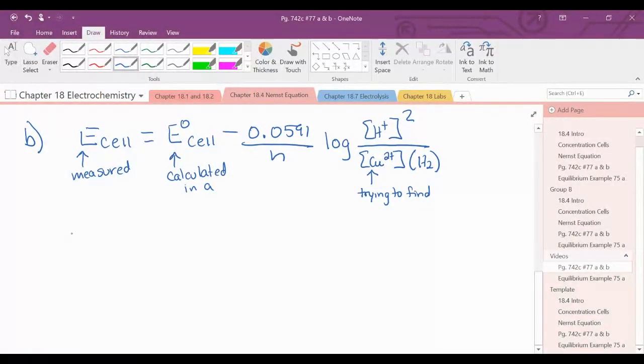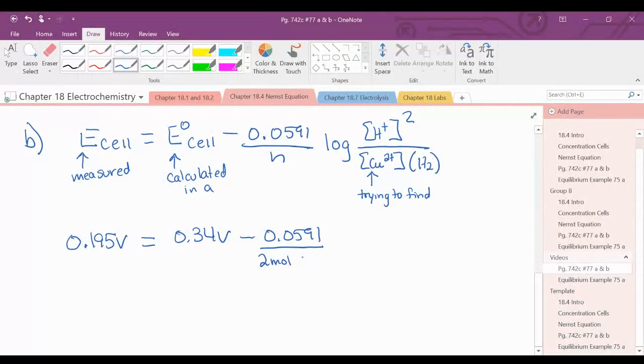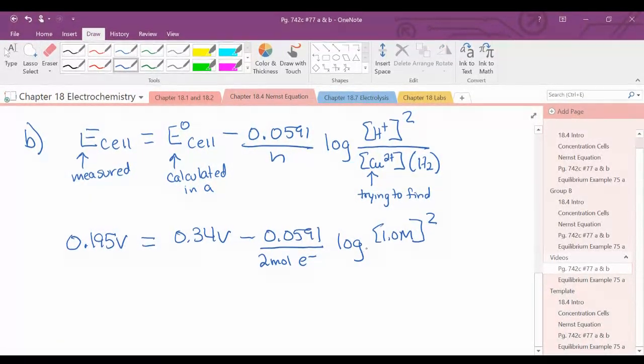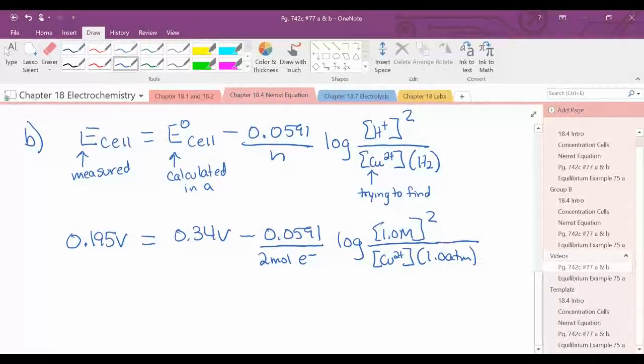So I'm going to plug in my numbers here. It was measured at 0.195 volts. We have 0.34 volts minus 0.0591 divided by 2 moles of electrons times the log of the concentration of hydrogen ions divided by the concentration of copper cations, which is what we're trying to find, times the pressure of the hydrogen gas. So I'm going to walk you through how to do this calculation. As far as work, I would expect to see the equation. You wouldn't have to write where I put arrows to give you those notes, but you would write the equation you used, plug in your numbers, and then use your calculator to give me the answer. But I'm going to walk through the work.